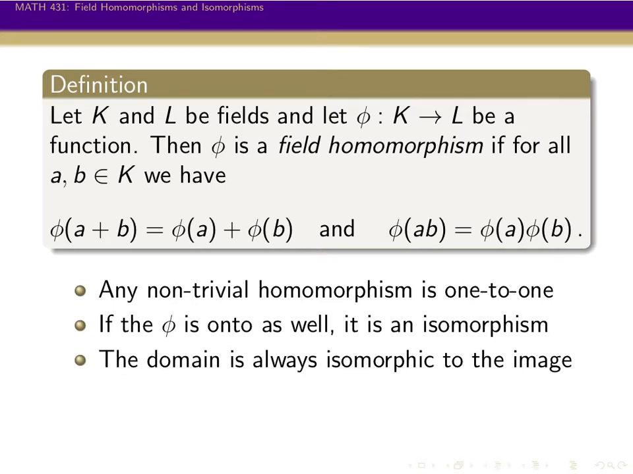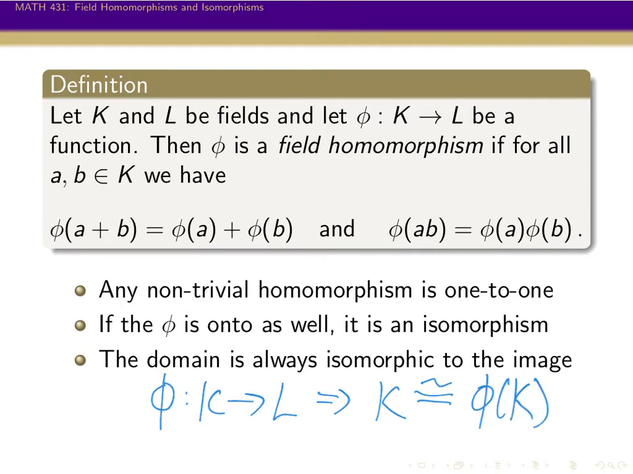Because it is one-to-one, the domain of a homomorphism is always going to be isomorphic to the image. So if we have phi going from K to L, then K is always going to be isomorphic to the image of itself.